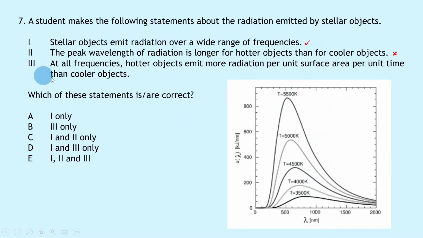And lastly, statement 3, at all frequencies, hotter objects emit more radiation per unit surface area per unit time than cooler objects. Well, in this graph, remember the radiation per unit surface area per unit time is given by the area under the curve. So for the hotter objects, the ones with a higher temperature, you can see that they have more area under their curves, which means that they do emit more radiation per unit surface area per unit time. So that statement is true. So this means we have 1 and 3 that are correct, which is the answer D.